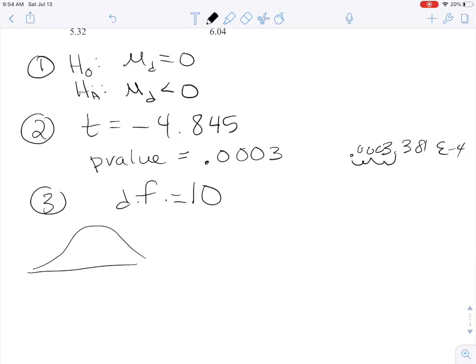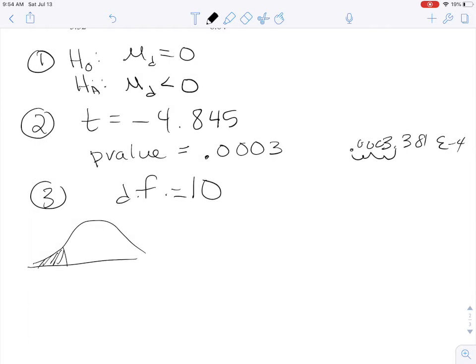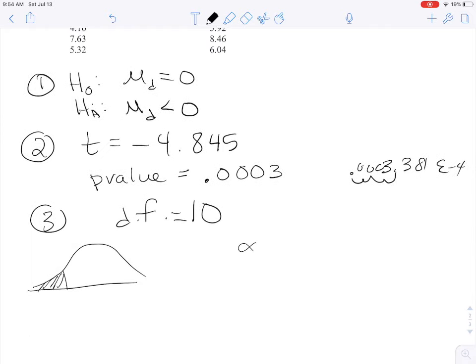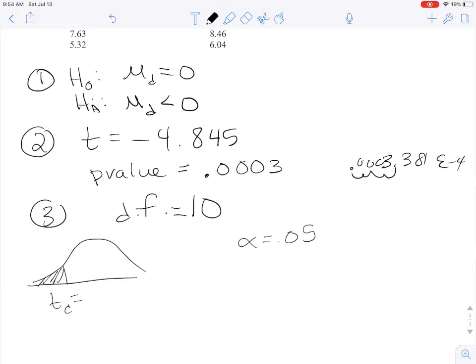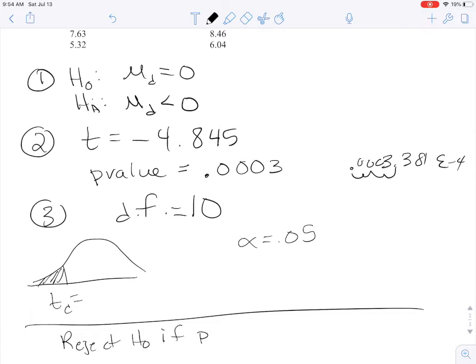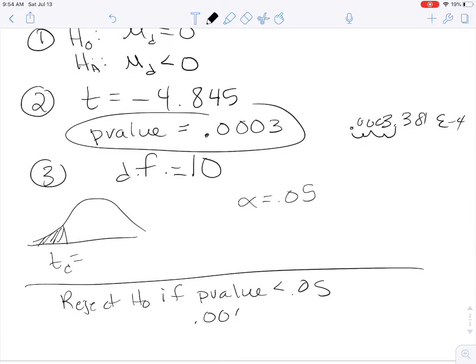So we can do the critical region method here. It's a left-tailed test. We're going to go to our t-table, and if it gives us an alpha, let's just pretend alpha is 0.05. We look up our critical region. Or if we're doing the p-value approach, we're going to reject h0 if the p-value is less than 0.05. Looking at our p-value here, it is clearly less than 0.05, so our decision is going to be reject h0.